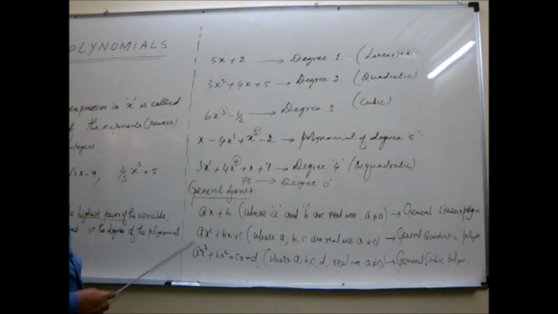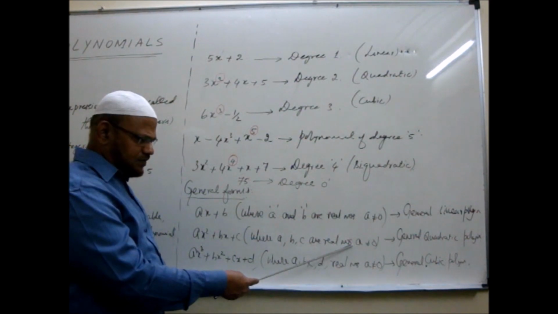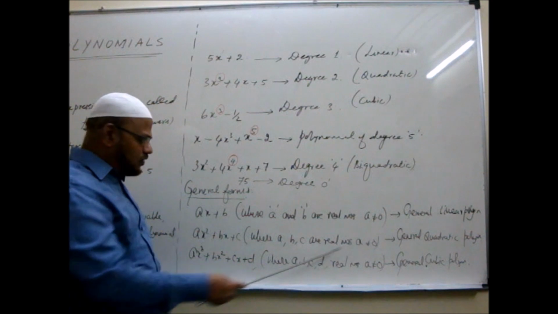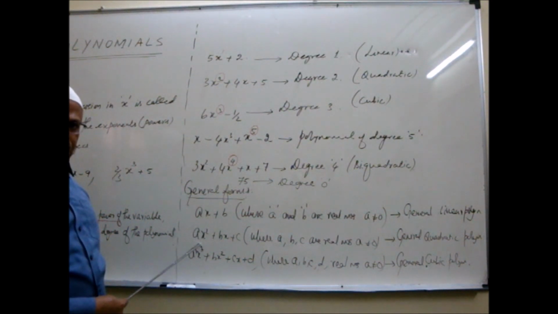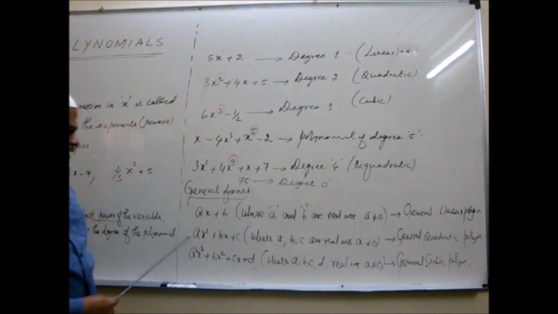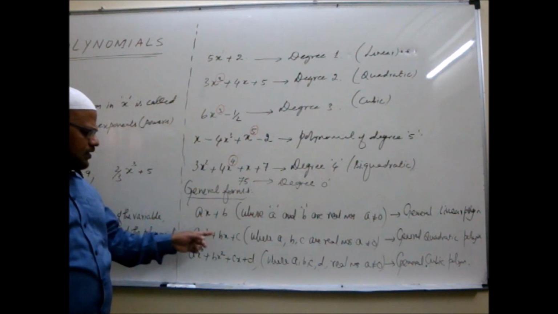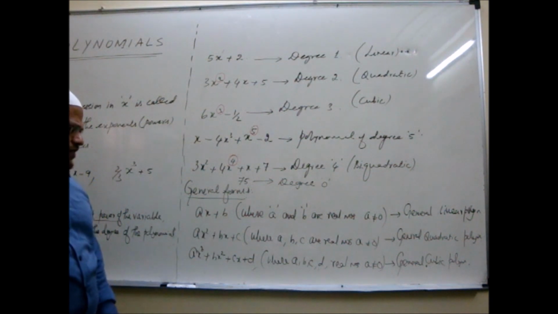Right. ax square plus bx plus c, where a, b, c are real numbers. Any real number, maybe rational or irrational, no matter. a should not be 0. The coefficient of x square should not be 0, otherwise it won't be quadratic. So this is the general form of a quadratic polynomial, ax square plus bx plus c. We usually take the x square coefficient as a, that of x as b, and the constant term as c.